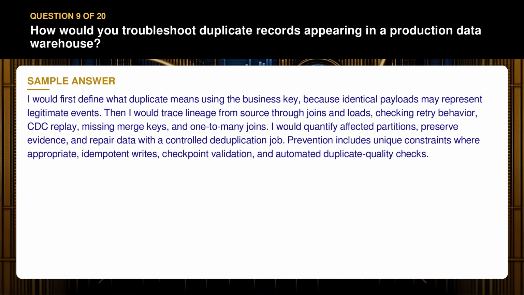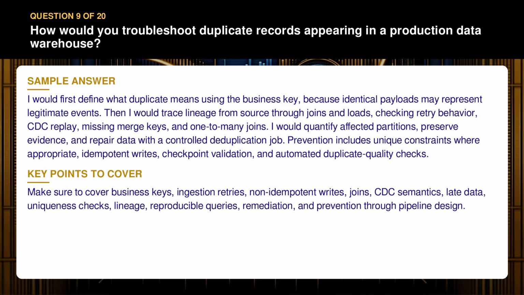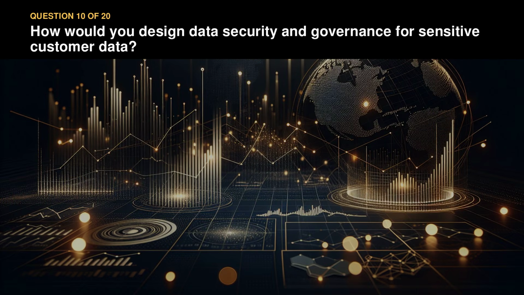Prevention includes unique constraints where appropriate, idempotent writes, checkpoint validation, and automated duplicate quality checks. Make sure to cover business keys, ingestion retries, non-idempotent writes, joins, CDC semantics, late data, uniqueness checks, lineage, reproducible queries, remediation, and prevention through pipeline design. Question 10. How would you design data security and governance for sensitive customer data?